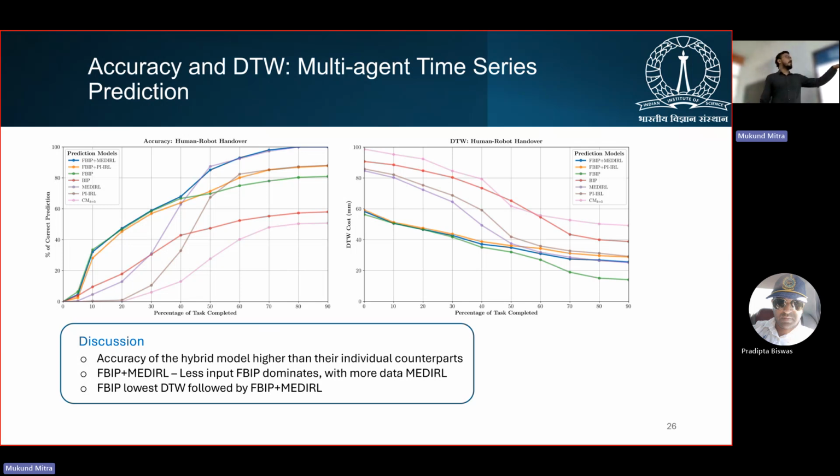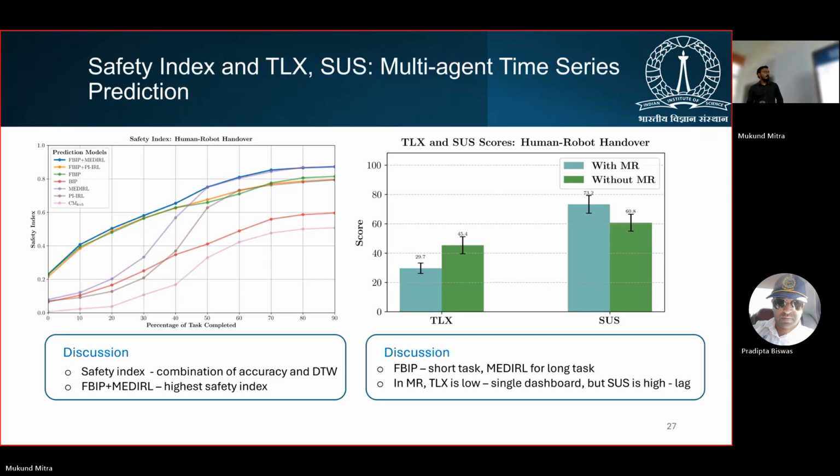And we also see that DTW cost, which is dynamic time warping, of FBAP is comparatively lower than other methods. And also we obtained a safety index, which is again a standard metric, a combination of accuracy and DTW cost. And we see that the hybrid method has a higher safety index as compared to other methods.